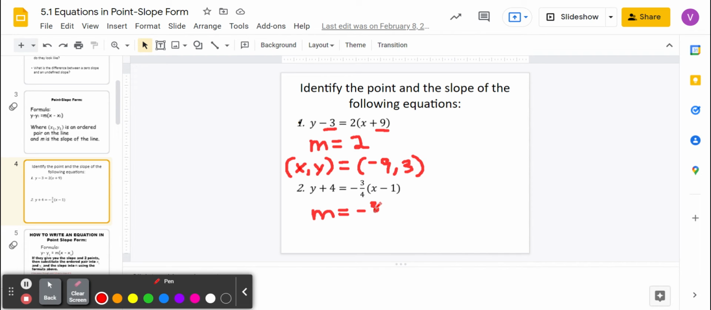Again, your slope is going to be attached to the parentheses, which is negative 3/4. And for the ordered pair, you want to take the opposite of what you see. So I see a negative 1 for x and a positive 4 for y. That's really a positive 1 for x and a negative 4 for y. Now, with these two pieces of information, you will be able to eventually graph your equations.